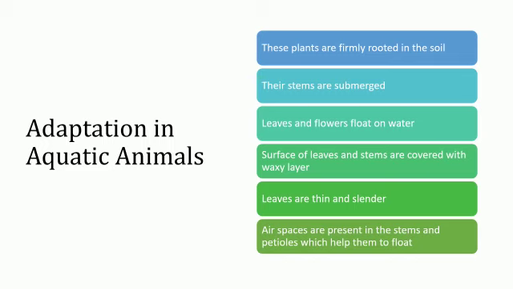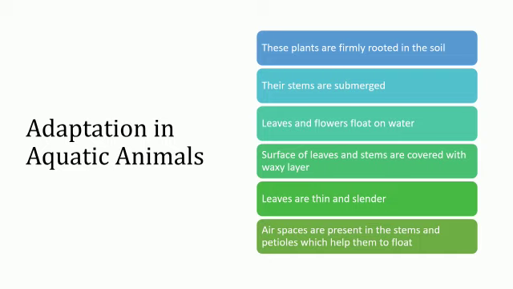The roots of aquatic plants are firmly rooted in the soil. Their stems are completely underwater while leaves and flowers float on the surface. There are some plants whose roots are not anchored in the soil. Example: duckweed, fern, water hyacinth, etc. The surface of leaves and stems are covered with waxy layer. Since these plants are present in water their whole life, the waxy layer protects the stem and leaves from rotting.